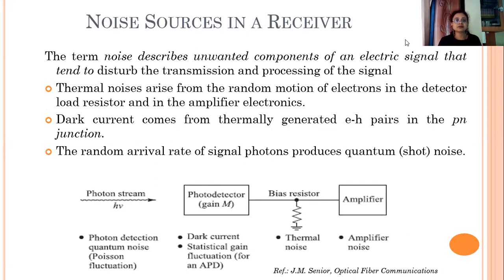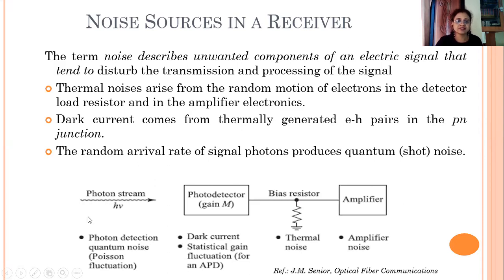So let's have a look at the sources of noises which are present in a typical optical receiver. As seen over here, we have the photodetector, that is the front part of any optical receiver, followed by the electrical circuits, the amplifier, and so on, which are made up of electronic components such as resistors, amplifiers, and transistors. So let's have a look at where the noise is generated in all of these.